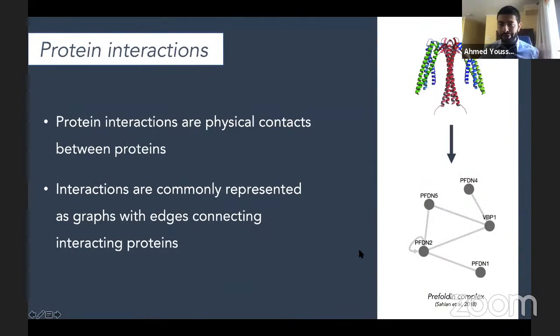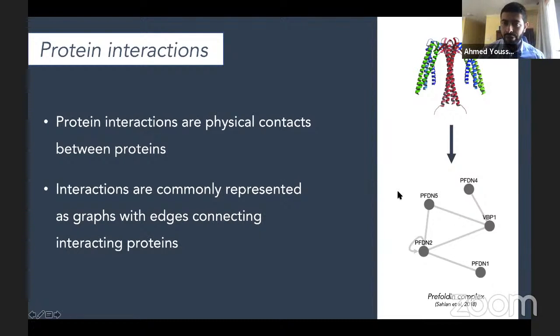Out of all the areas of proteomics, my research is interested specifically in protein interactions. And to be even more specific, looking at the physical contacts of proteins. For this example protein complex I'm showing on the top right, we have a group of proteins physically in contact with each other. And to bring this back to the computational side of things, we usually present these interactions as a network like the one on the bottom right, where each node is a protein and each edge is a physical interaction.